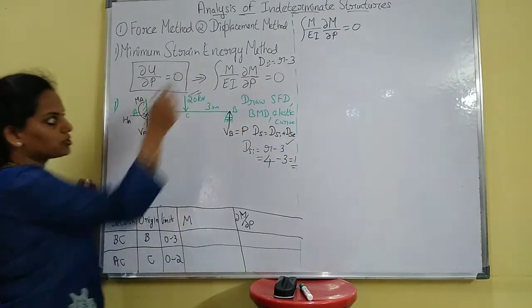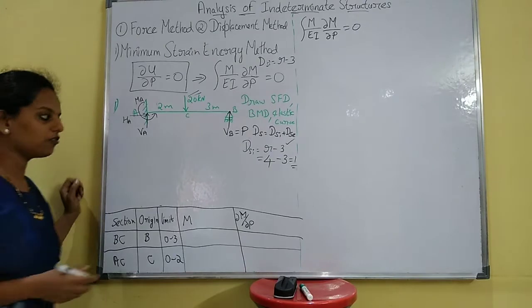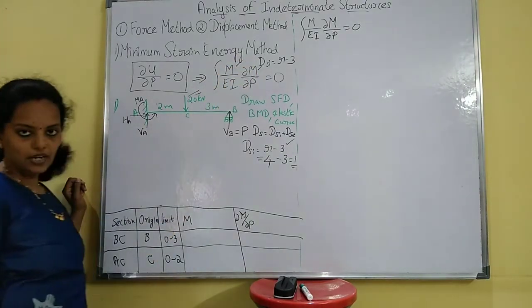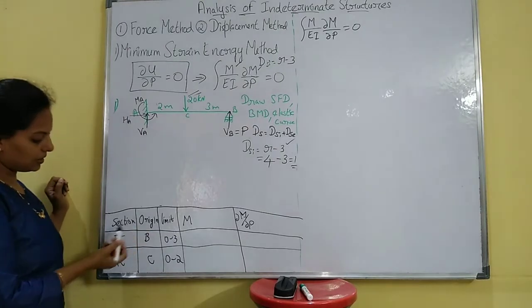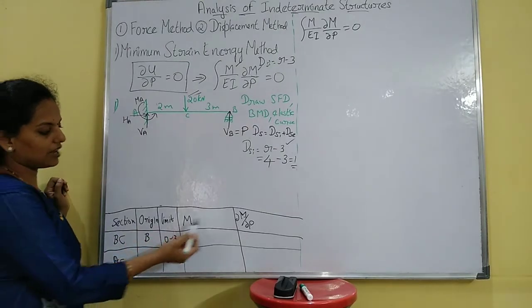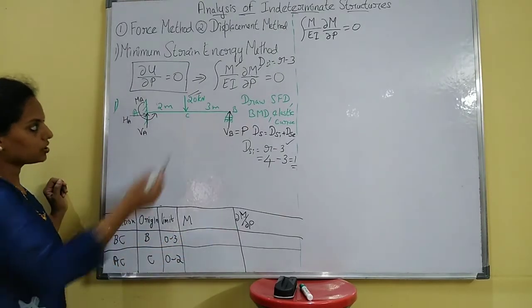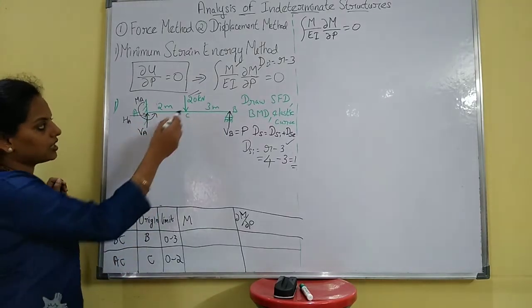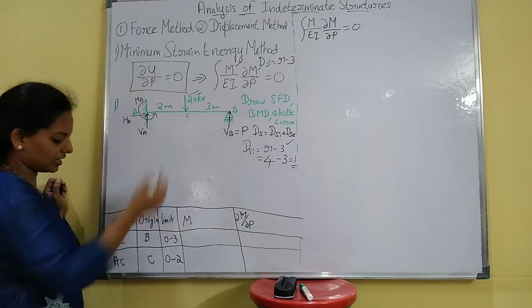Okay. Then using the equation, find out the value of P. For that you first want M and dou M by dou P. So this is your tabulation: section, origin, limit, M, dou M by dou P. Here for the section you consider BC and AC, then take the origin as B for the first and C for the second.